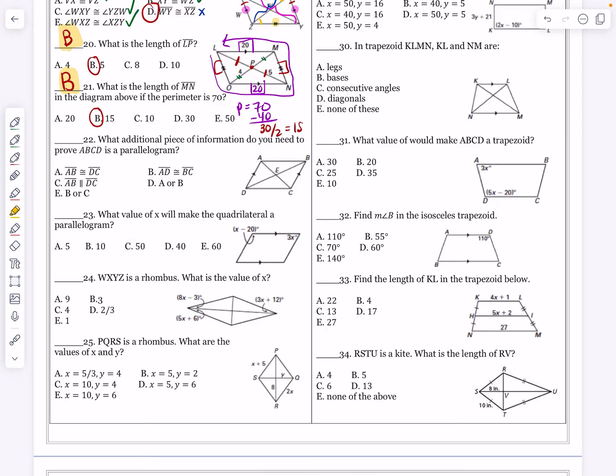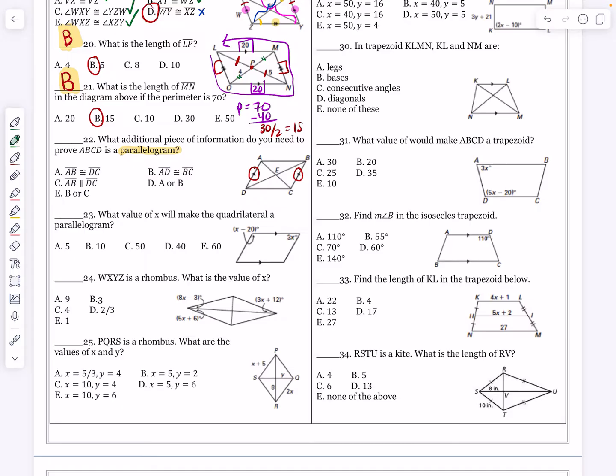Okay, number 22, what additional piece of information do you need to prove that this shape, ABCD, is a parallelogram? So remember that we had some different conditions for proving that quadrilaterals were parallelograms. And right now, the only information that we have is that AD is parallel to BC. And so what additional information would we need to have?